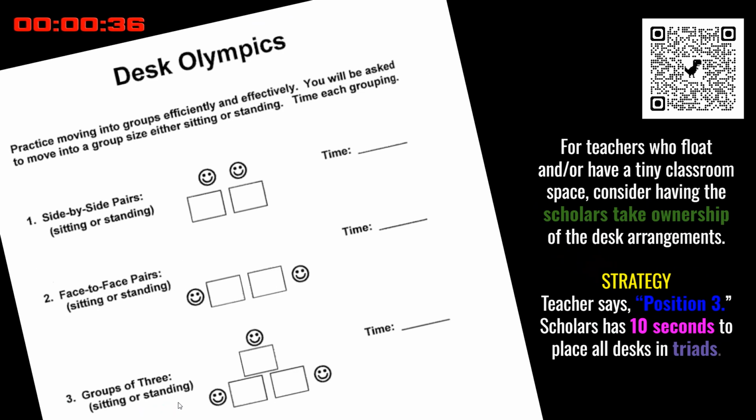You'll ask the scholars to move into groups, either sitting or standing. It depends on your floor. Some of the classrooms that we saw there had a carpet, so we could hear some of the sounds there. And you time the groups as well. And so you get them used to it. We absolutely encourage teachers to have that visual on their smart board so the scholars can see what the configuration of the classroom should look like: side by side pairs, face to face pairs, groups of 3 or groups of 4, just like we saw there.